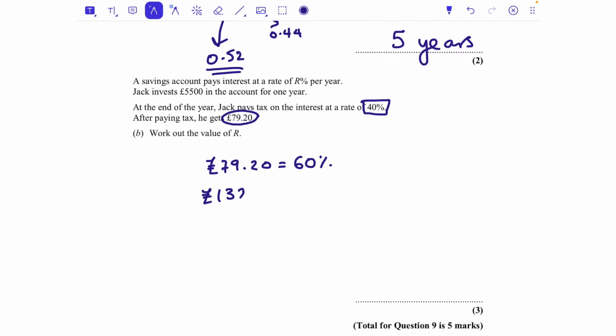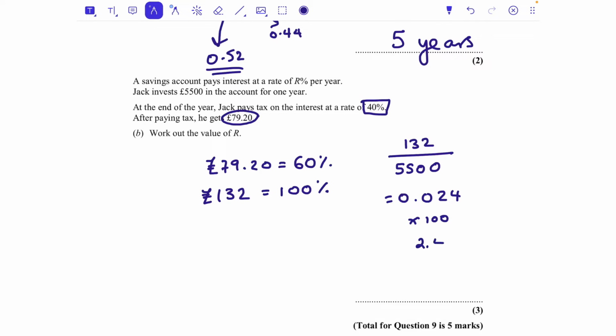So we know that the interest he got on the account was £132. So then 132 out of 5,500, what percent interest was that? What percentage interest did he get? 132 out of 5,500 is 0.024, and if we times it by 100, because that's just a decimal at the minute, we can see that that is 2.4% interest.